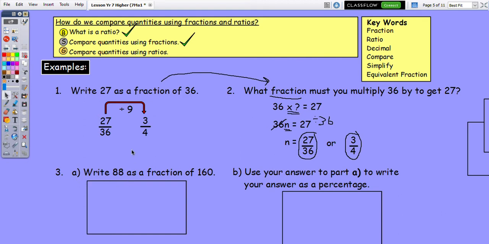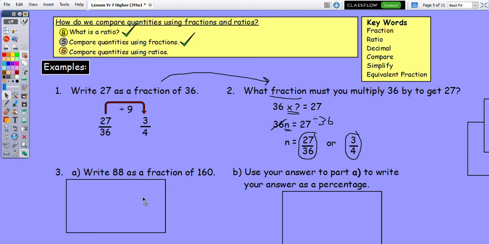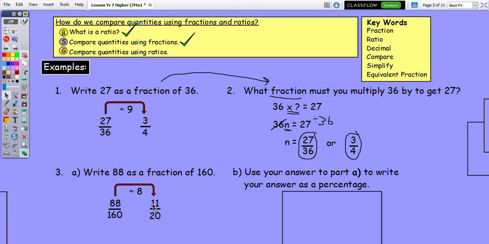Number 3 is virtually, well, it is exactly the same as number 1. 88 out of 160, and then simplify. 88 as a fraction of 160 is 11 over 20.